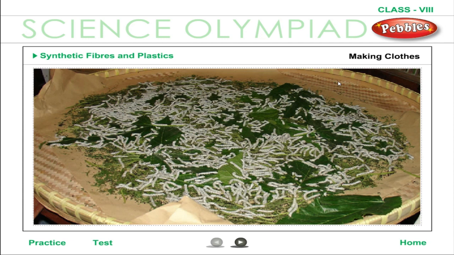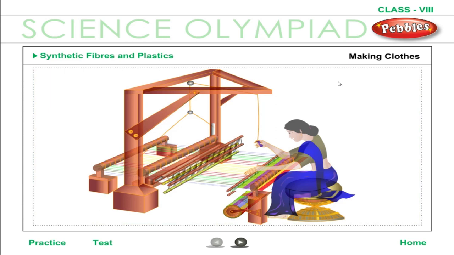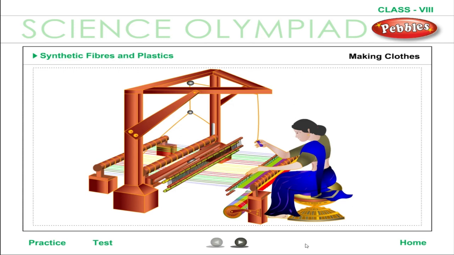Fiber. Clothes are made from thread, which is obtained from natural or artificial fibers. The common materials are cotton, silk, wool, nylon, and other synthetic artificial fibers. First, the fibers are made, that is, spun into threads, and later they are woven into cloth with the help of looms or weaving machines.